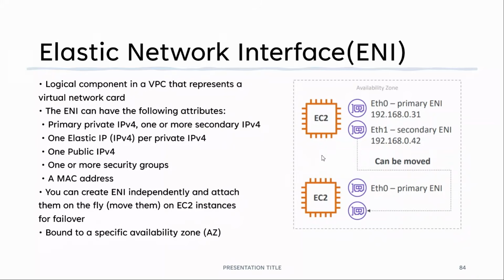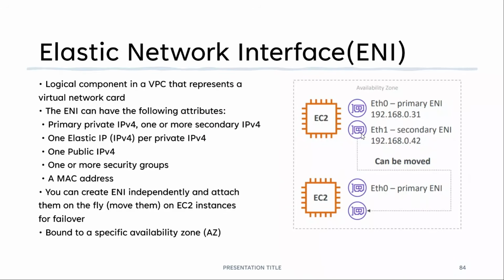If you see this diagram, there was eth0, a network card associated, which was the primary ENI, and it had a particular IP address associated to it. Then we attached another network interface, eth1, a secondary ENI, and it has 192.168.0.42. This is another, private IP. So you can detach this particular ENI from this EC2 instance and attach it to this EC2 instance in a matter of seconds. It is a very cool feature.